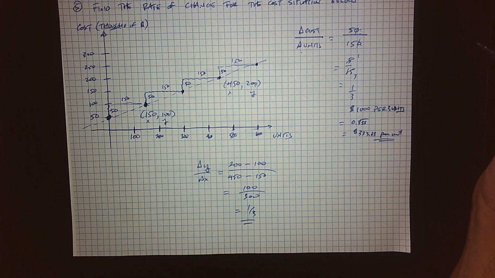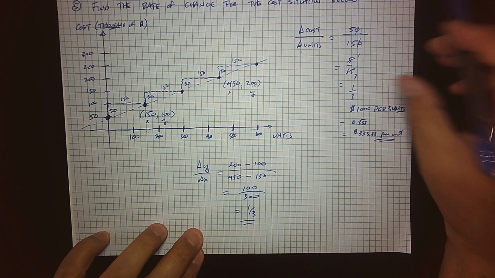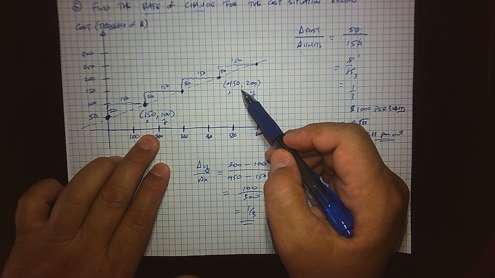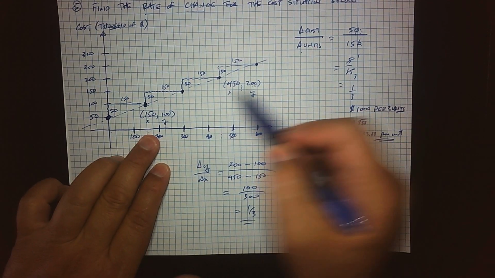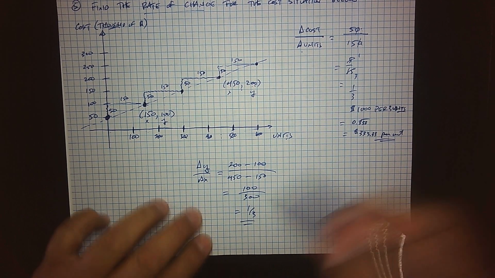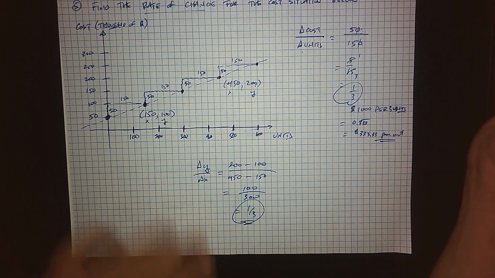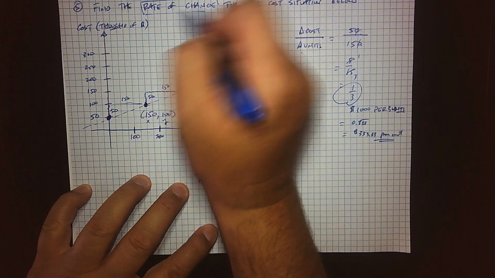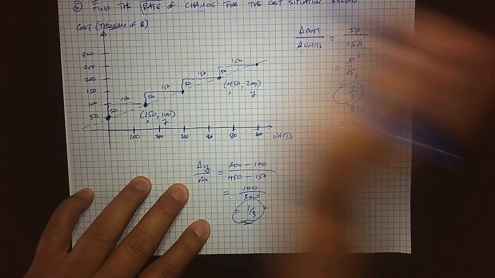So it's a pretty cool thing about lines: it doesn't matter how you calculate the rate of change or which two points you use. If you do it visually like I did, point to point, it's going to be consistent. It's going to constantly be 1/3. So that should wrap up the idea of rate of change in section 3.4.